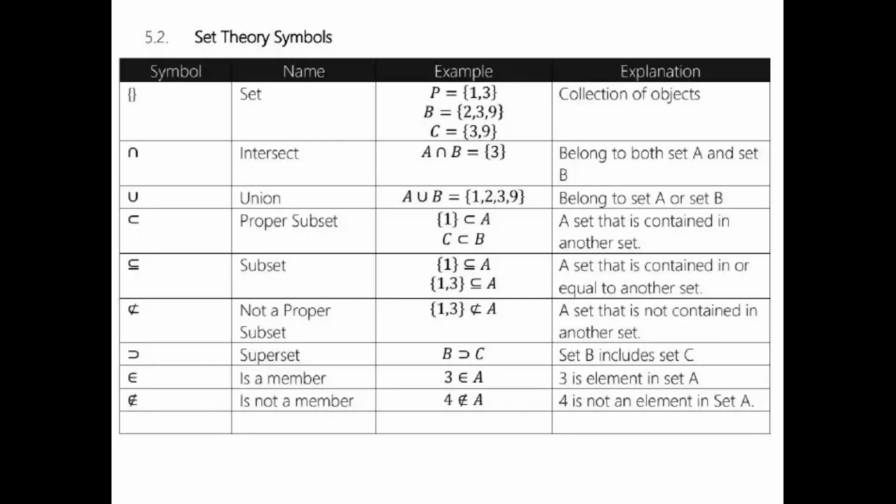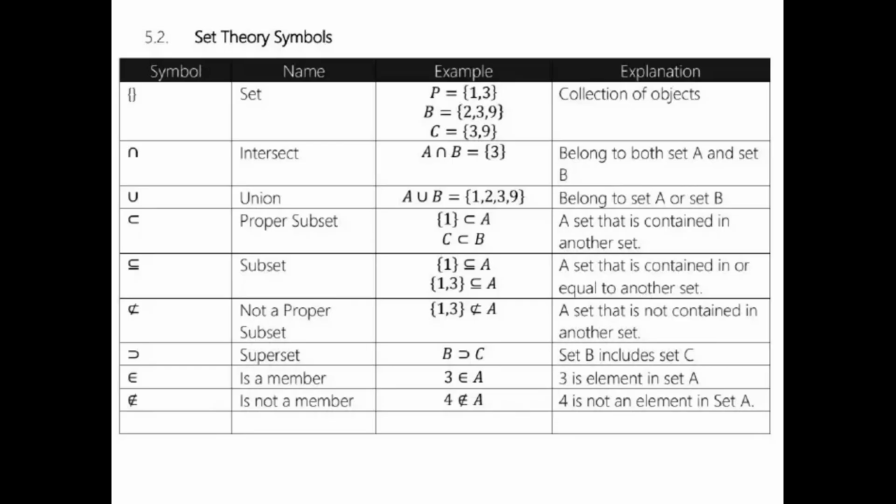And then, we have the superset. So, set B includes set C. It means that it contains, as long as it is there, all the items from the group, from set A and set B.